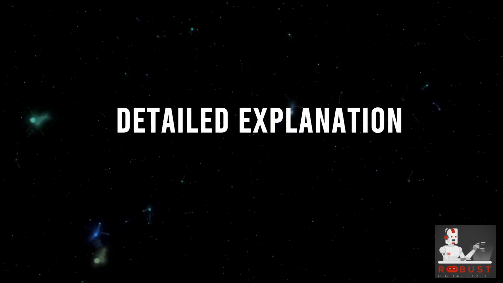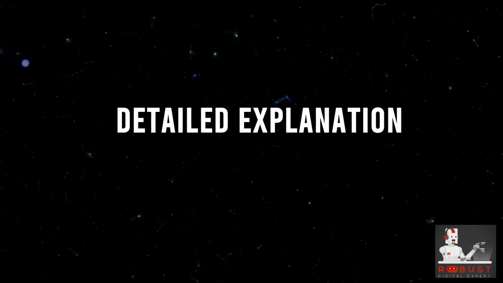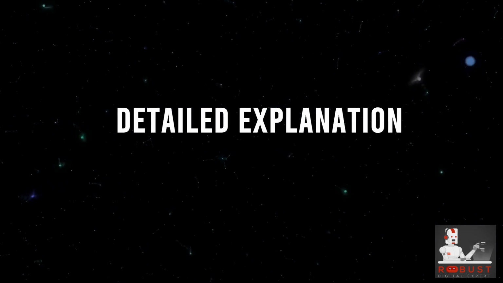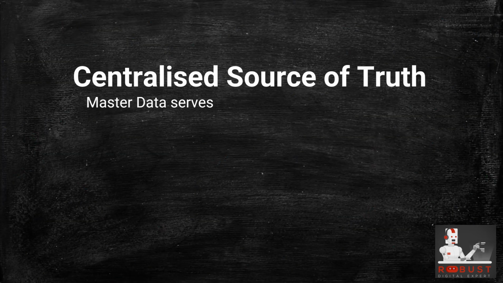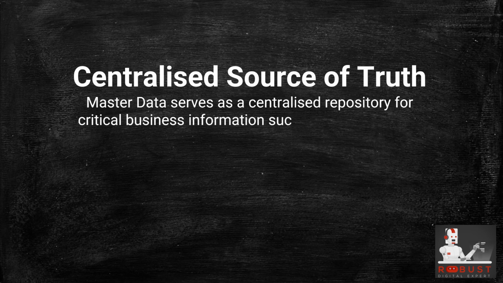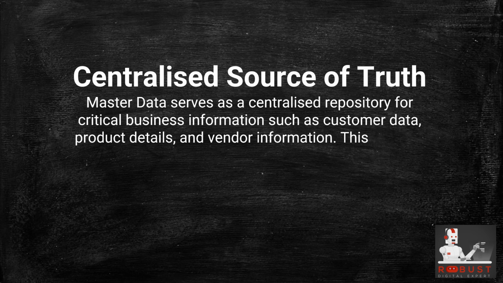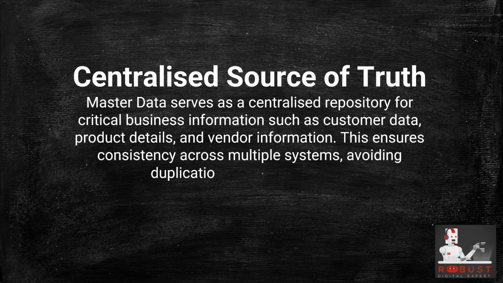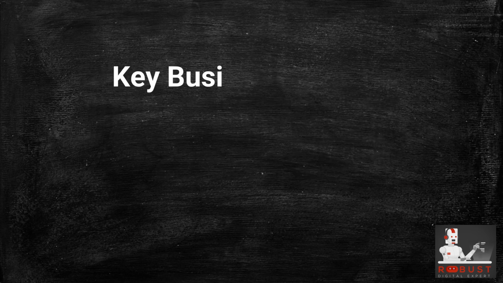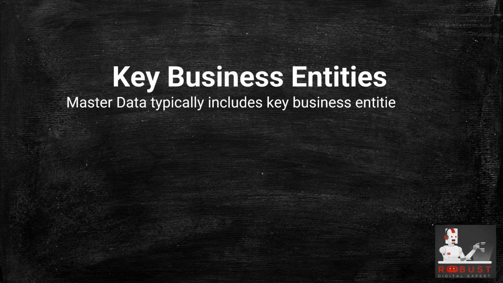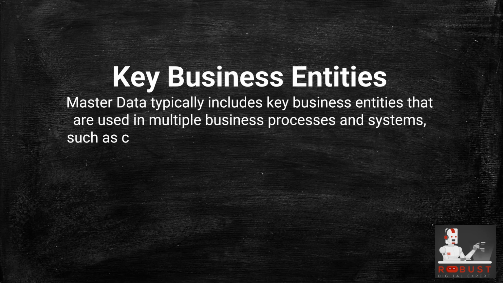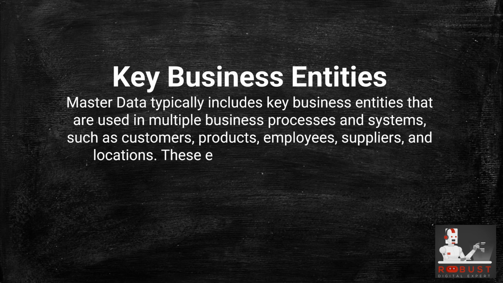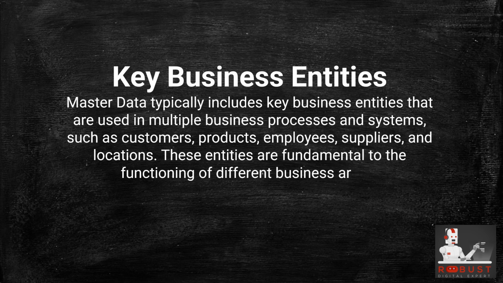Detailed explanation. Centralized source of truth. Master data serves as a centralized repository for critical business information such as customer data, product details, and vendor information. This ensures consistency across multiple systems, avoiding duplication and data conflicts. Key business entities. Master data typically includes key business entities that are used in multiple business processes and systems, such as customers, products, employees, suppliers, and locations. These entities are fundamental to the functioning of different business areas.